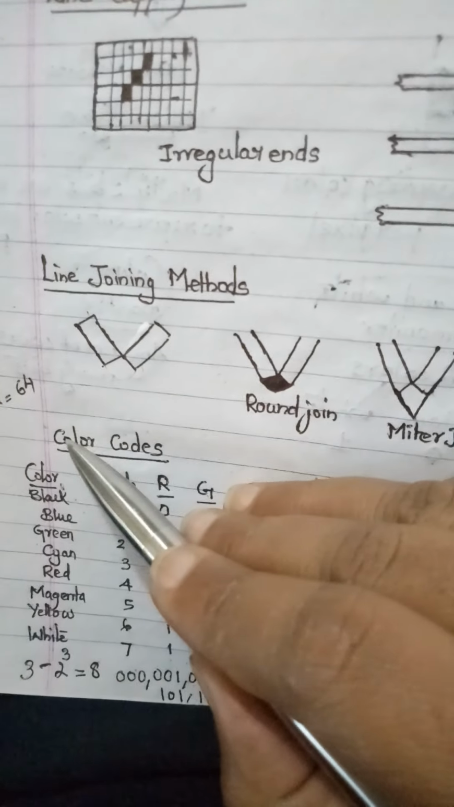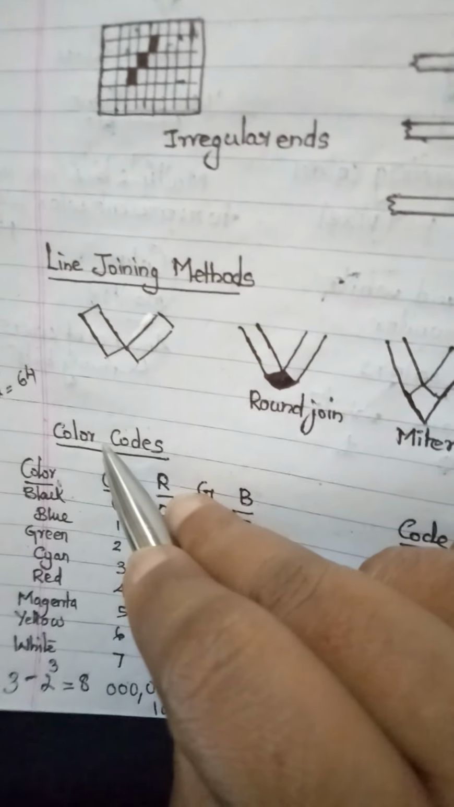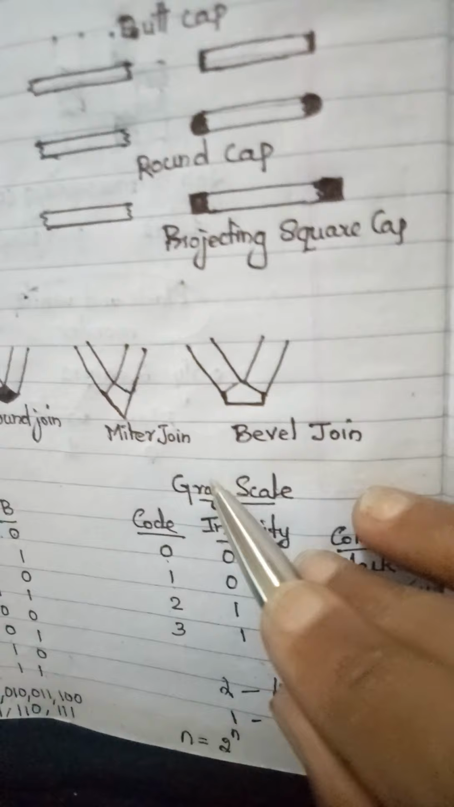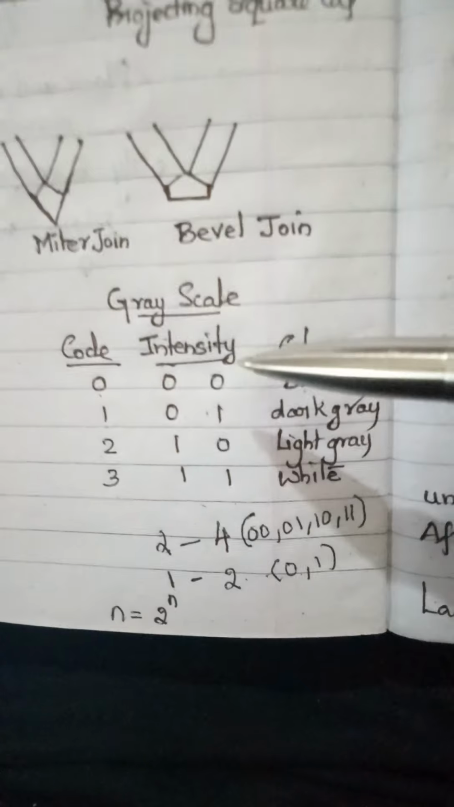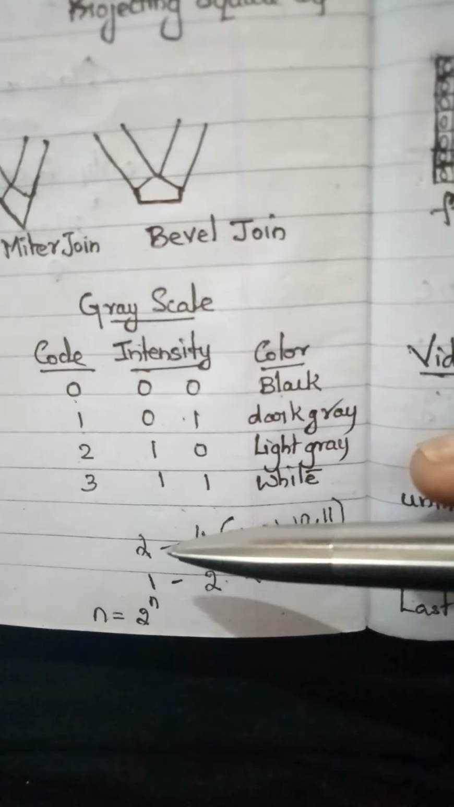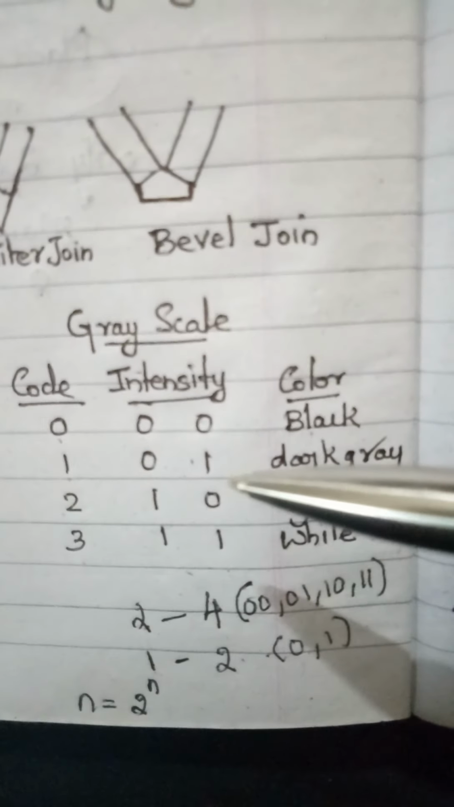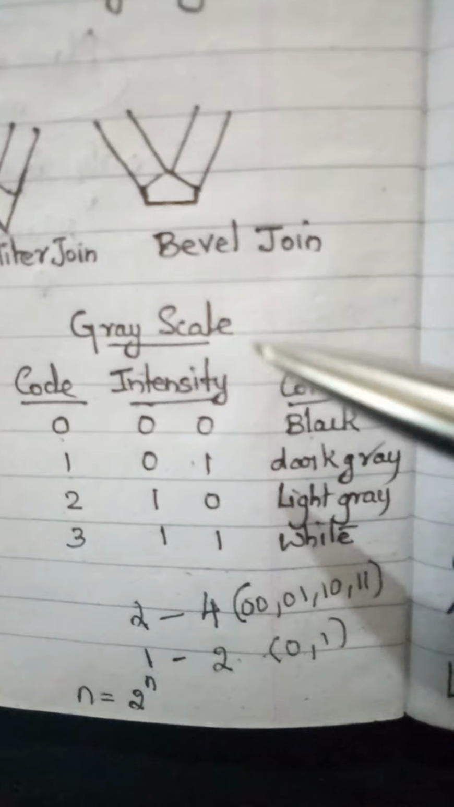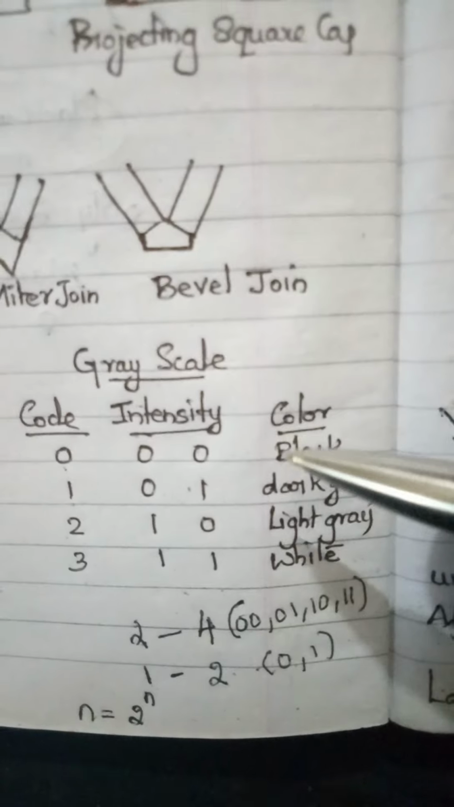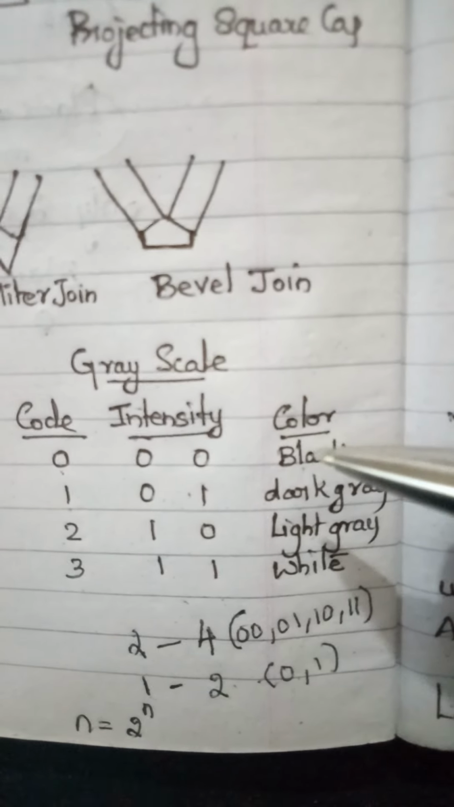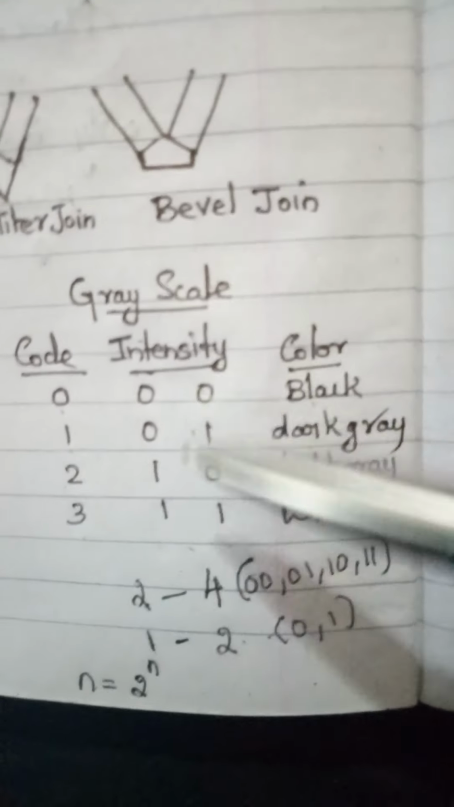Now we are going to learn about color codes and grayscale. These are the 2 terms which we are going to learn: color codes and grayscale. Let me explain what these are. I am going to talk about a black and white screen where only 2 basic colors are there. I can either display using a black color or a white color, or I can use a combination of both these colors to get gray shades. Clear? So we are talking about black and white systems.